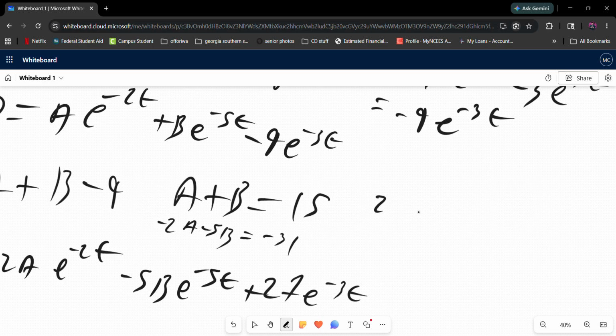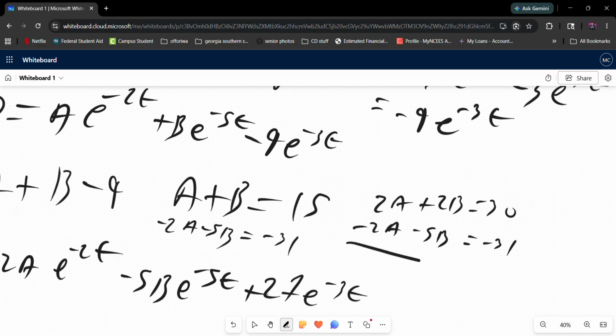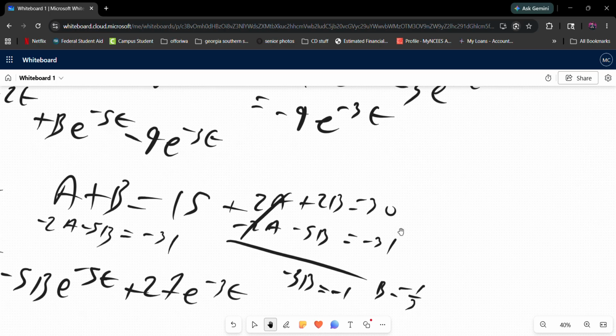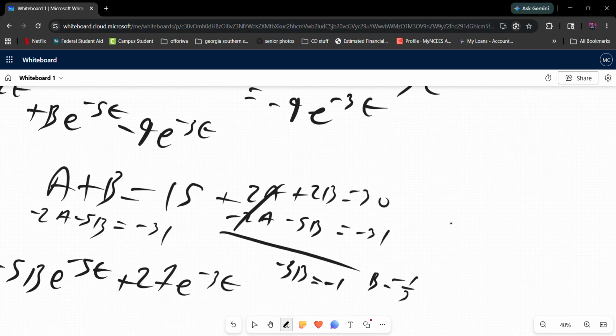Okay, so I'm going to multiply the top equation by 2. So we have 2a plus 2b equals 30. Then we have negative 2a minus 5b equals negative 31. And now I'm going to add these two equations together. So the a terms cancel, and we end up with negative 3b equals negative 1. So b equals a third. And now that we know what b is, we can plug that back into the first equation and get an expression for a.